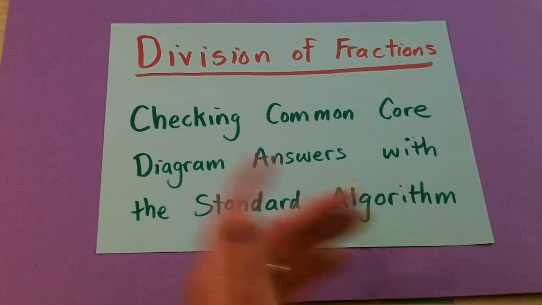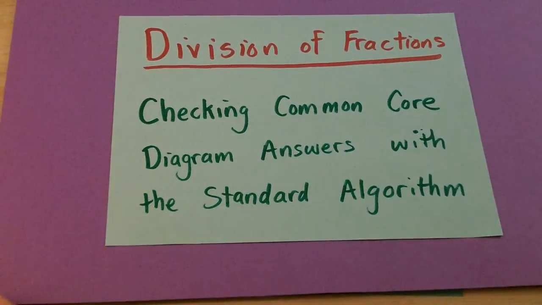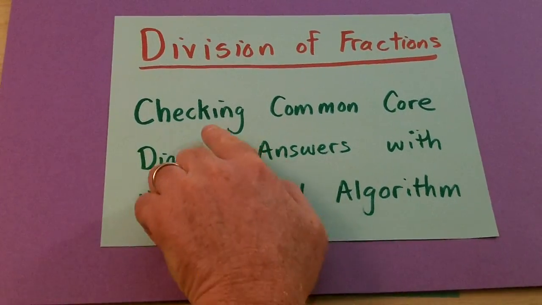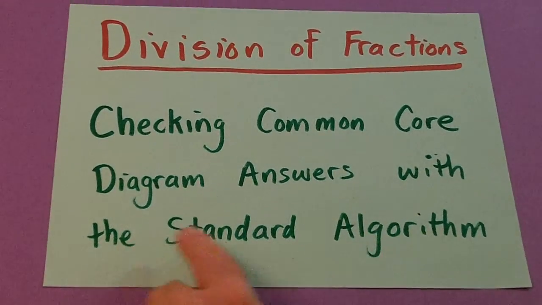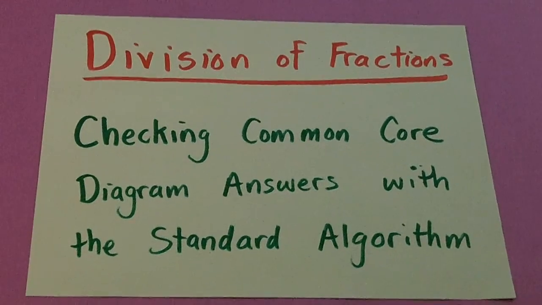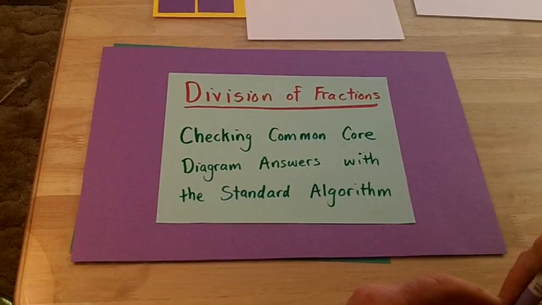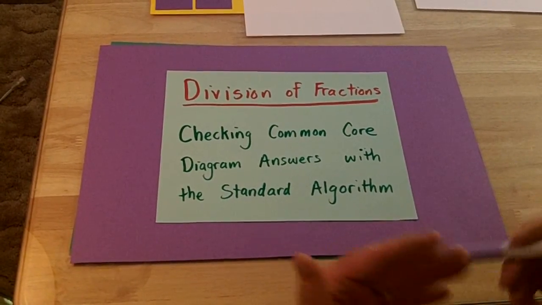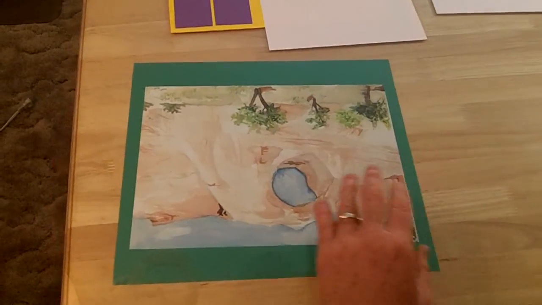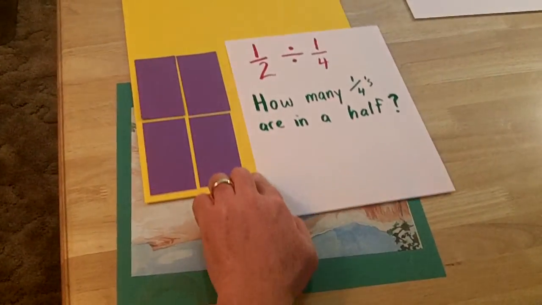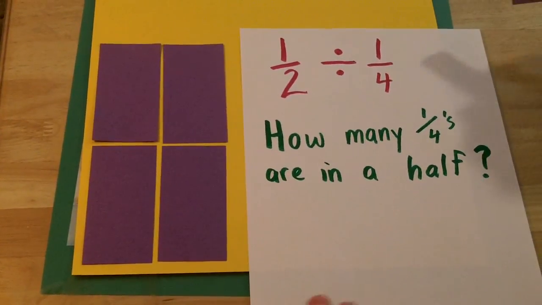Hi there. Today we're still in division of fractions, and what we're specifically going to cover is checking Common Core diagram answers with the standard algorithm. An algorithm is often how you use certain steps to solve a problem without diagrams. Okay? All right. Now, let's bring down a Common Core type problem where we're dividing fractions.